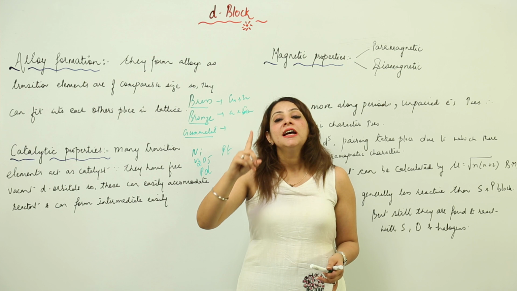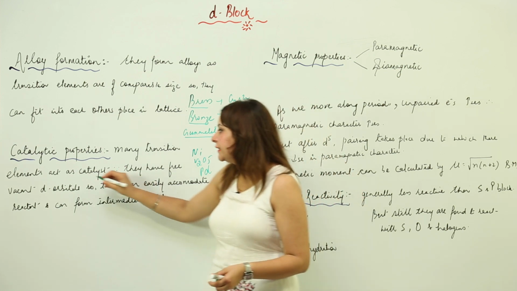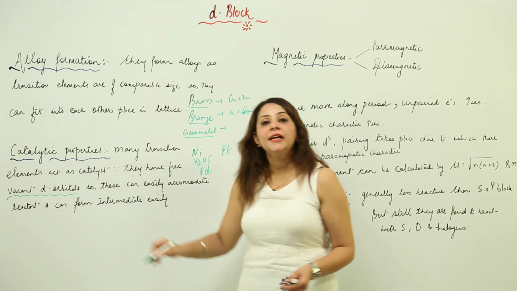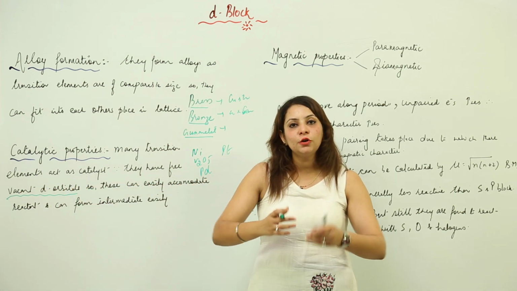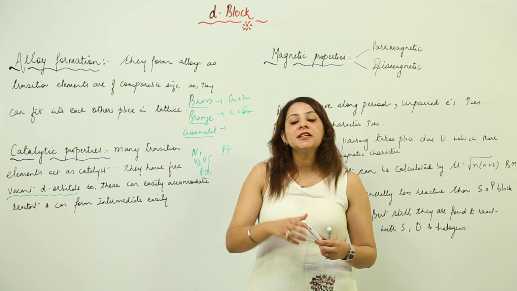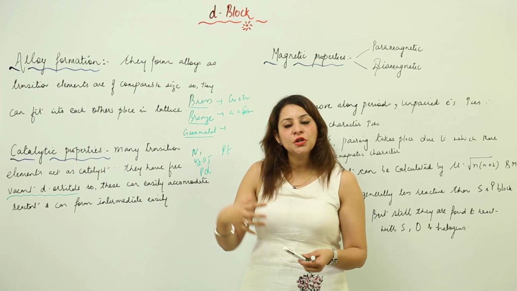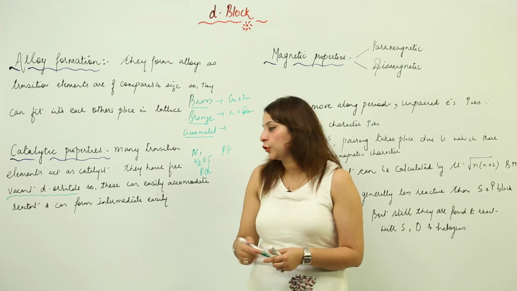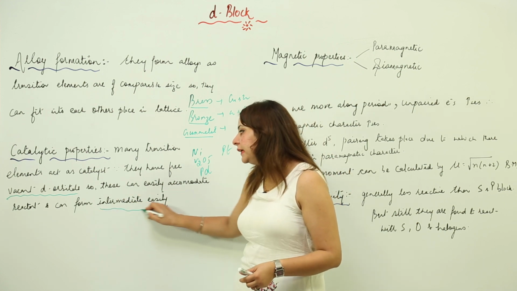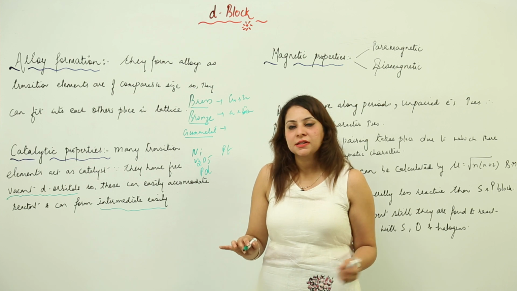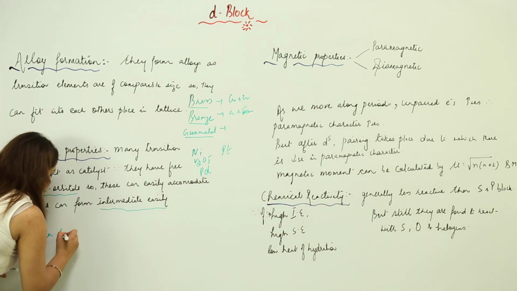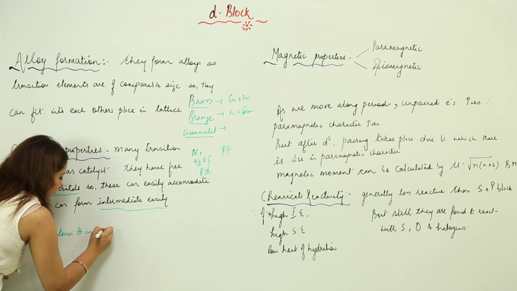One is that it has a vacant d orbital, and due to it, it can carry out the adsorption which is required. Moreover, when adsorption occurs, it will lead to intermediate complex formation also. This can happen easily for the transition elements, and moreover, it can lower the energy barrier also.